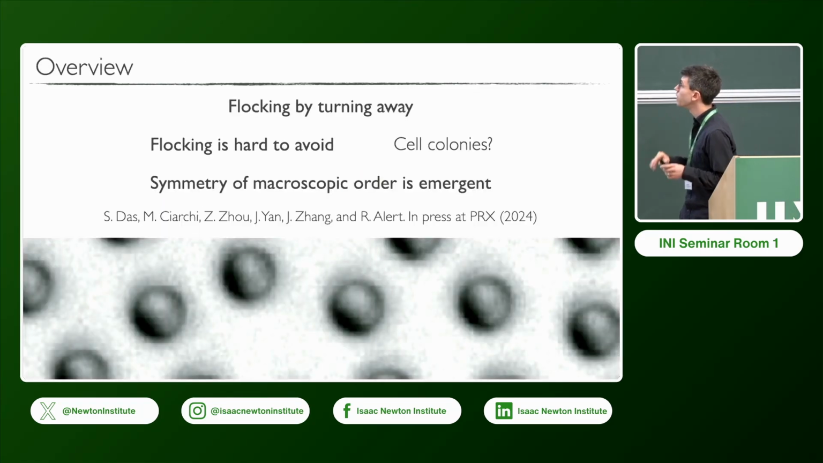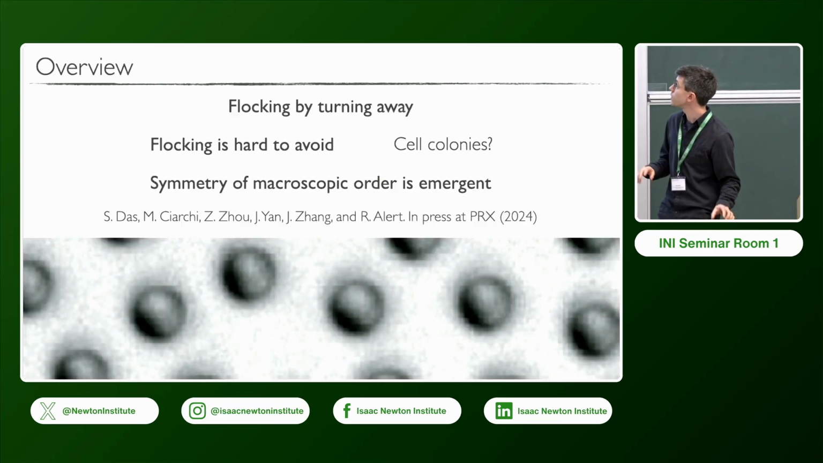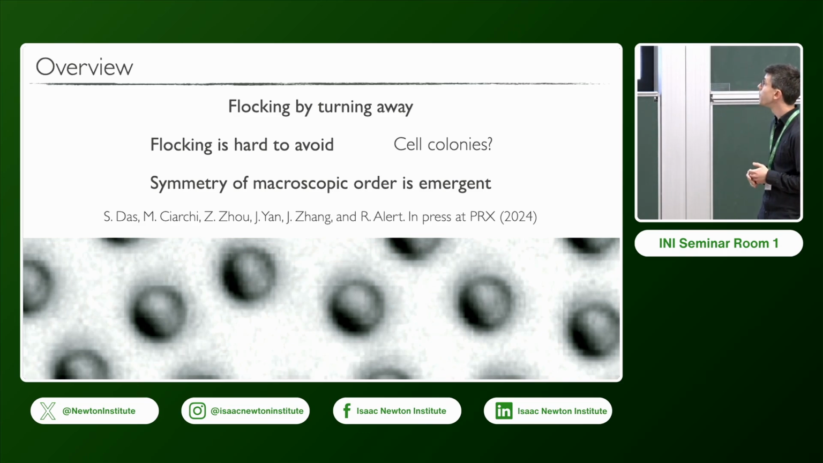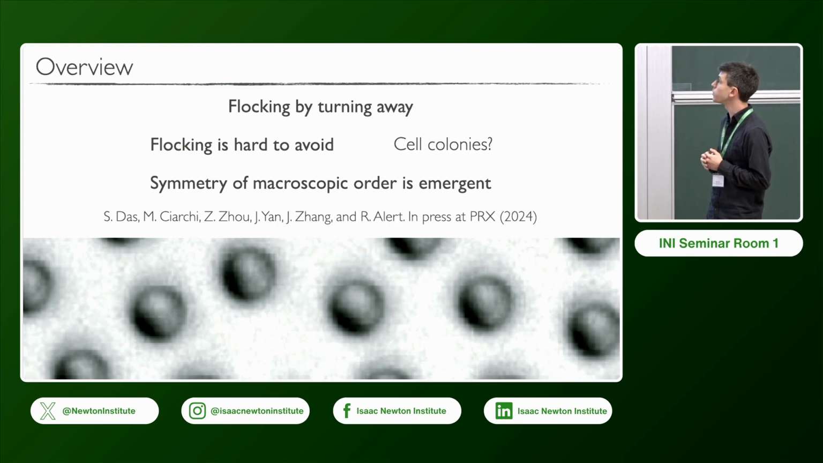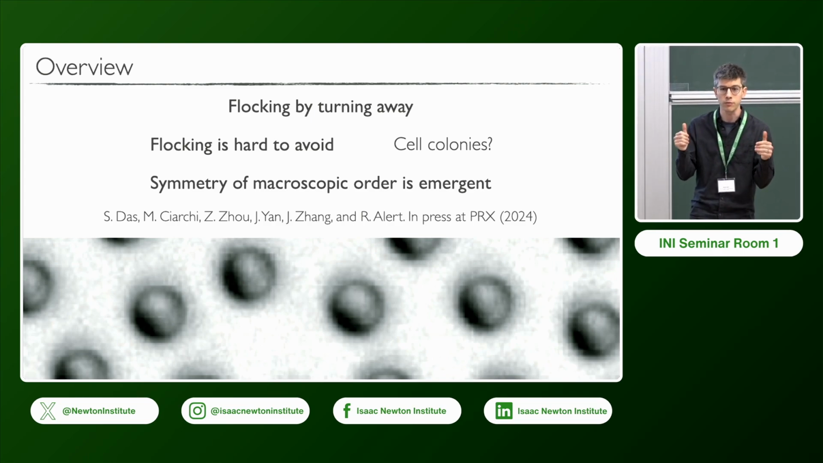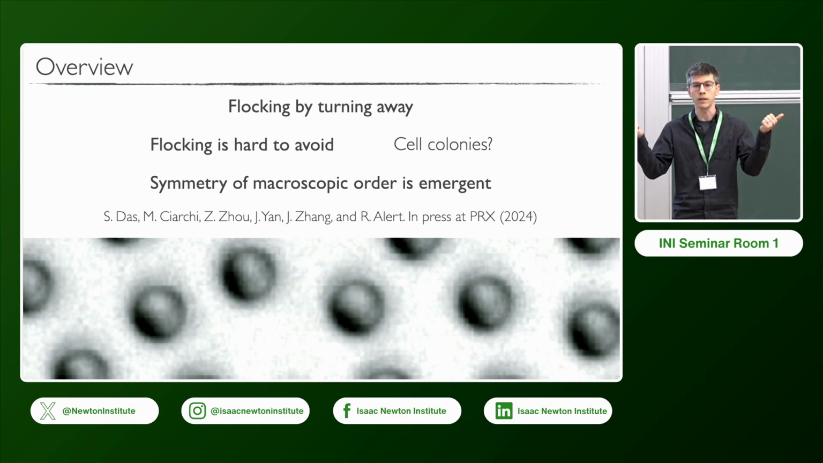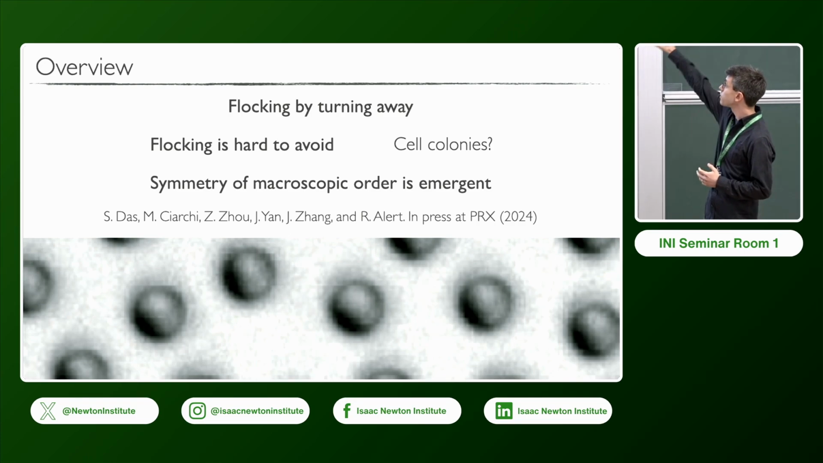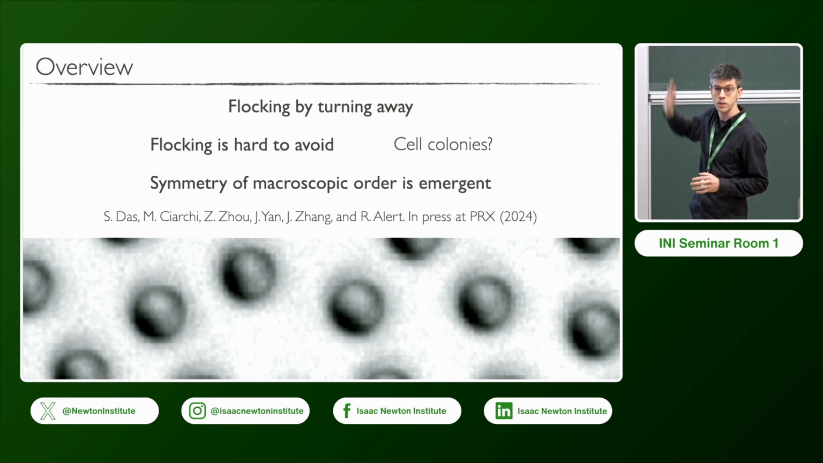And so I just want to summarize again by saying that we found this new mechanism of flocking based on turn-away interactions plus repulsion, which has a key role. And I think that the kind of conclusion that we get is that flocking is really hard to avoid. Even if you have interactions that seem to kill it completely, they don't manage to. And so it's really a very widespread phenomenon. The relevance for cell colonies, I just wanted to pose as a question mark.